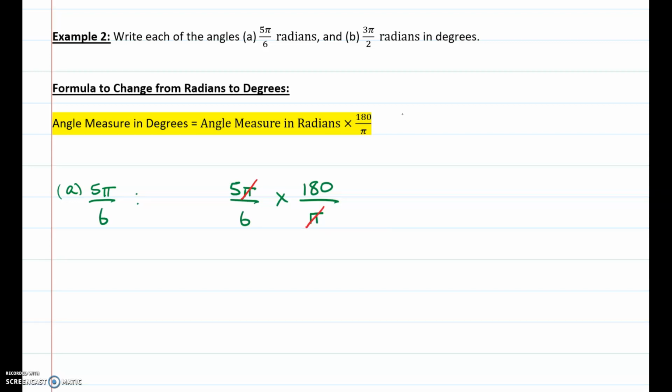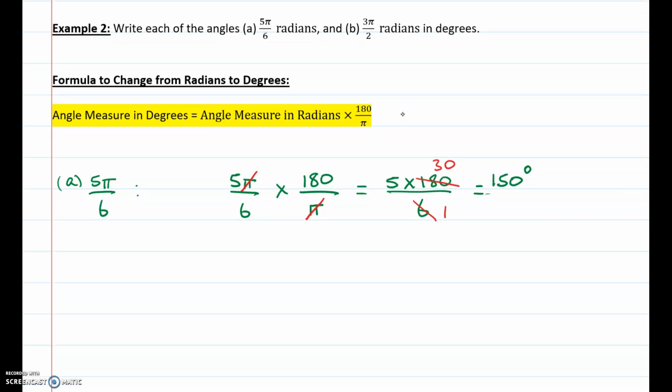And then we have 5 times 180 over 6. And we can do some cancelling with the 6 and the 180. 6 goes into 6 once. 6 goes into 180 30 times. So we end up with 5 times 30 over 1. 5 times 30 is 150 over 1, or just 150 degrees. So 5 pi over 6 radians is 150 degrees.